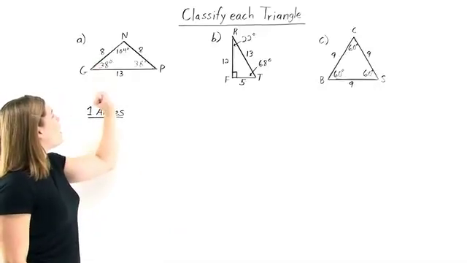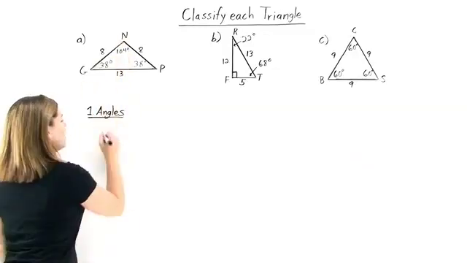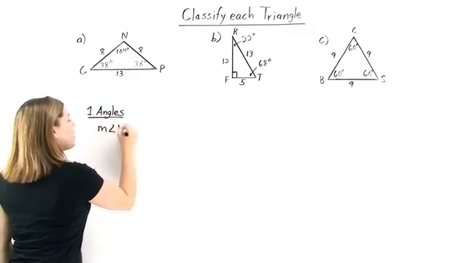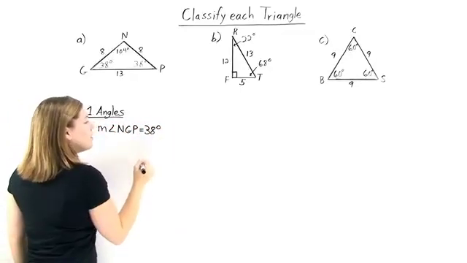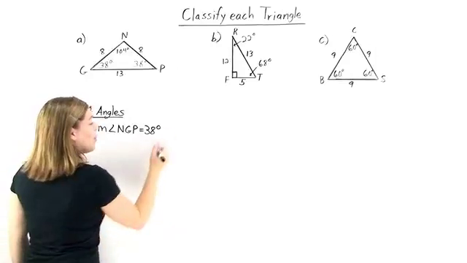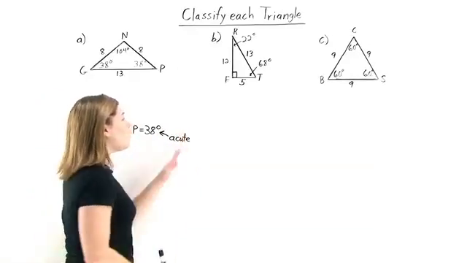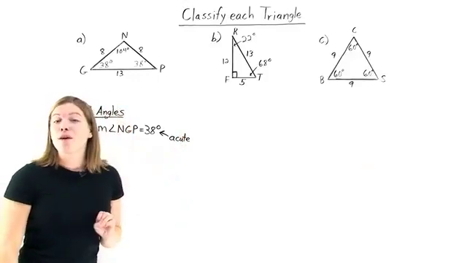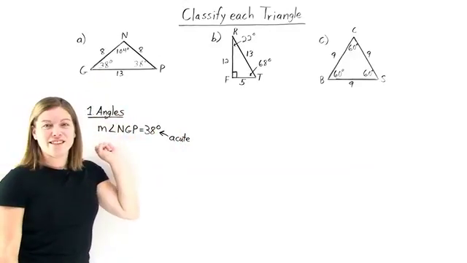Here we have this first angle here. We can label that angle NGP. Well, the measurement of angle NGP is 38 degrees. 38 degrees? That means that this angle is an acute angle. An acute angle, remember, is an angle that measures less than 90 degrees. So here we have an acute angle.